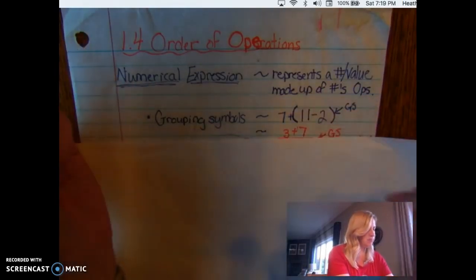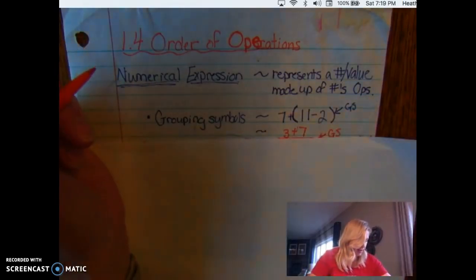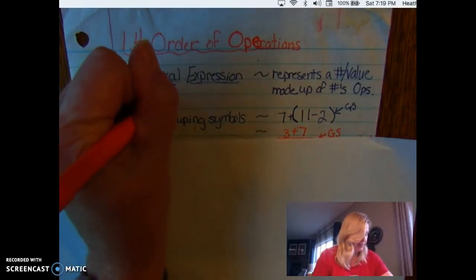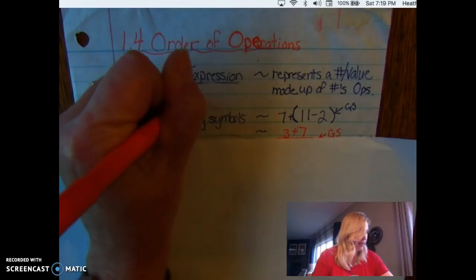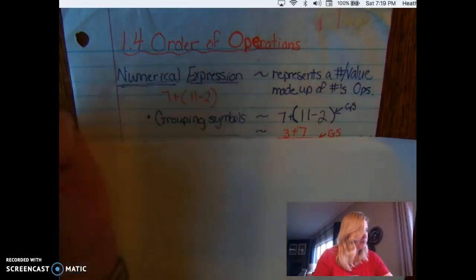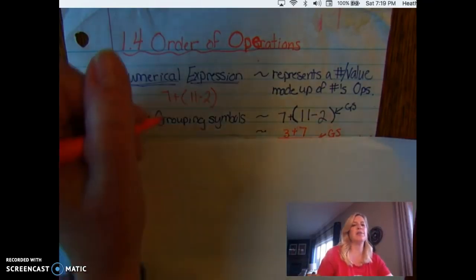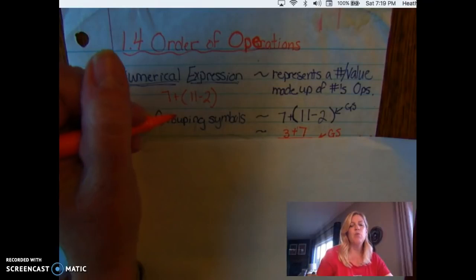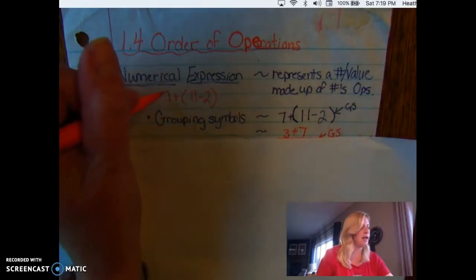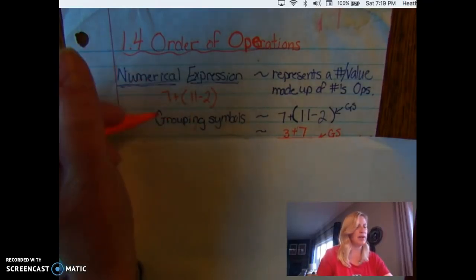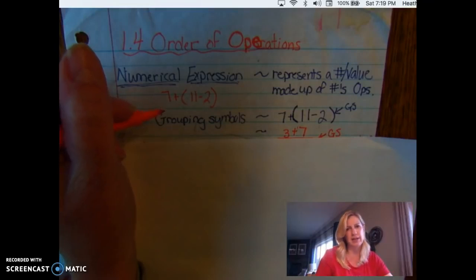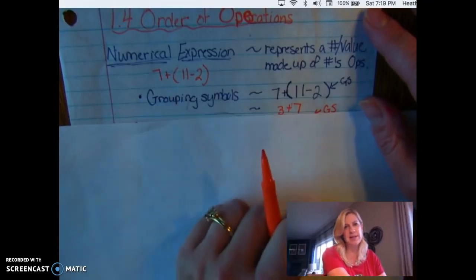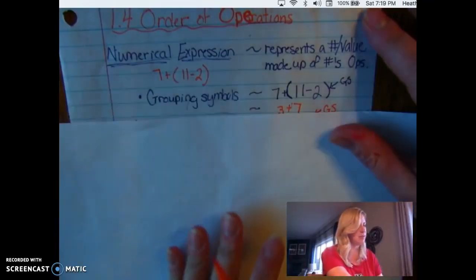So a numerical expression could be something like 7 plus 11 minus 2. Those numbers are trying to express an answer of some sort. They don't have an equal sign. We would have to figure out and evaluate this numerical expression. It didn't come with an answer, okay? So it's attempting to communicate something to us. That's why it's called a numerical expression.